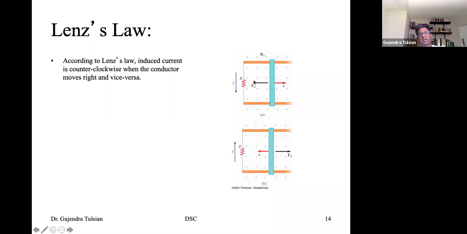So Lenz's law tells you the direction of the current. So as this thing moves to the right, the flux through this thing is increasing. So if you have a current in this direction, which will produce a flux out of the sheet of the paper. Okay, so the current will be in this direction, and if you move the conductor in this direction, the current will be in that direction.